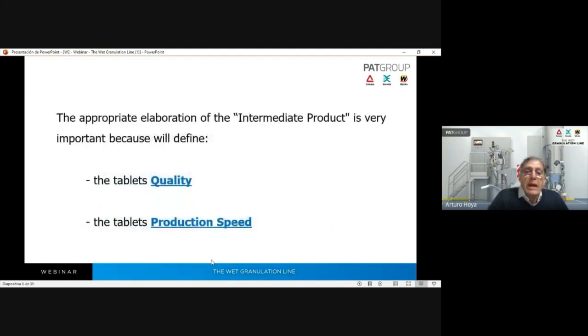Well, the attributes that the granules reach will define not only the quality of the tablet, but the tablet production speed too. So for this reason, it's very important that the intermediate product has good attributes to produce quality and speed.